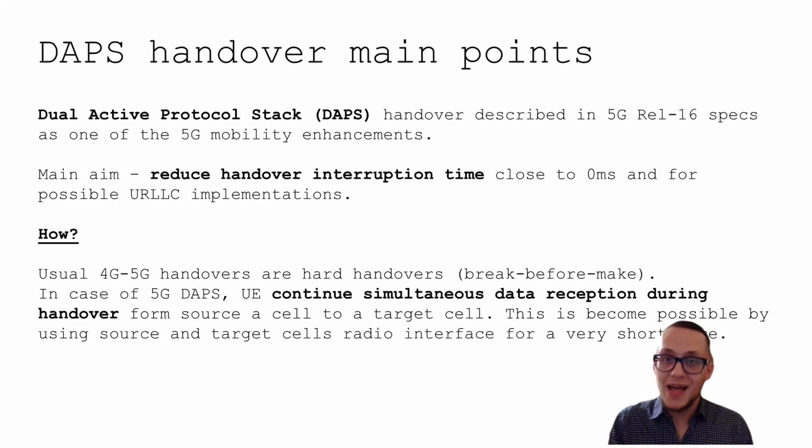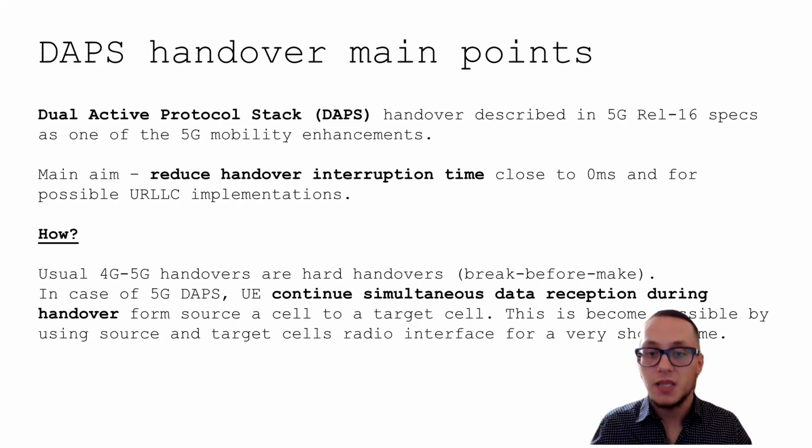So dual active protocol stack handover, as you may guess, allows the UE to continue simultaneous data reception, at least, during the handover procedure with the source cell and the target cell. And this has become possible because the user equipment is capable of keeping two radio interfaces, for the source and target cell, at the same time for a very short time.